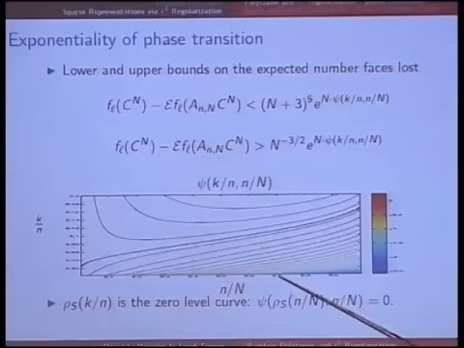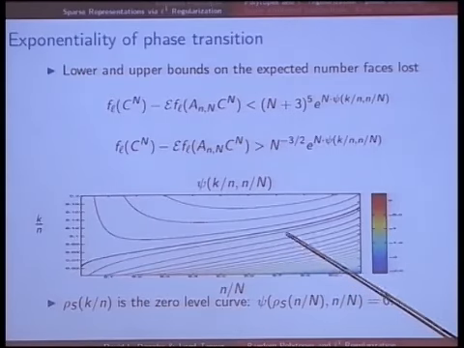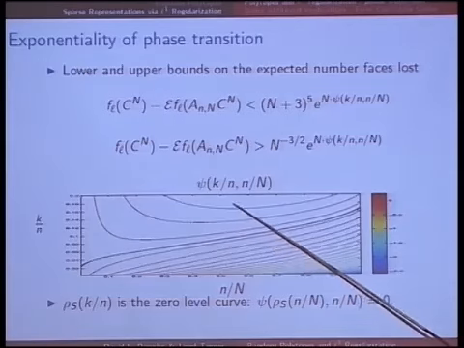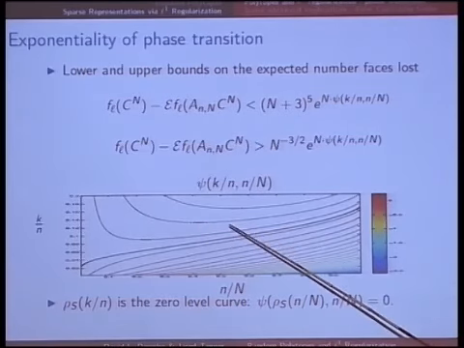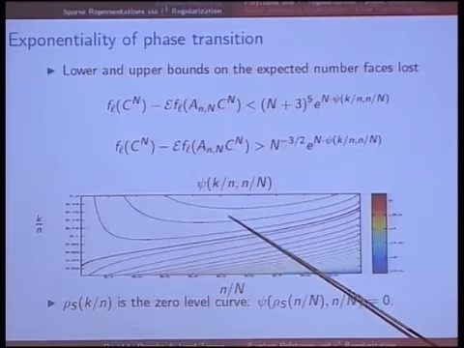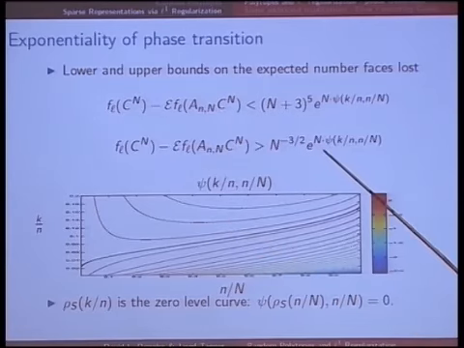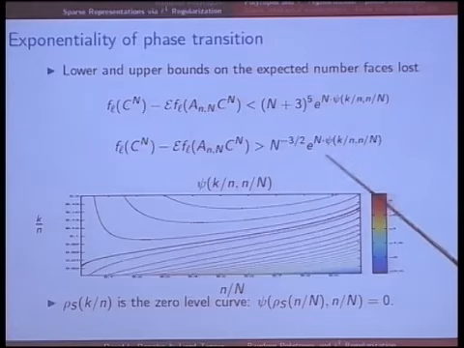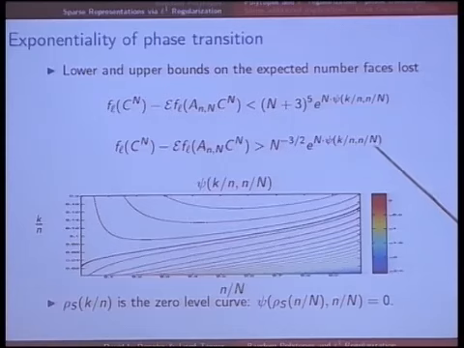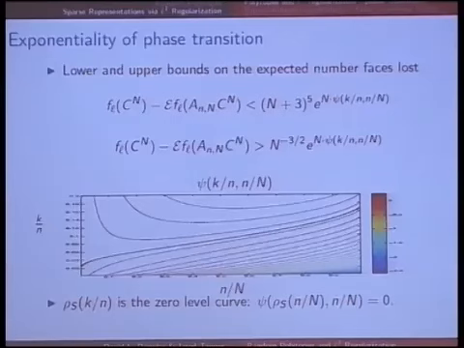You can see that it's primarily very negative here, but becomes slightly positive here. Not strongly positive, but slightly positive. However, even being slightly positive is sufficient to guarantee that if you're above this curve, then this bound guarantees that the expected number of faces that you lose is in fact exponentially growing. So it's certainly not 0. You will in fact be losing faces.